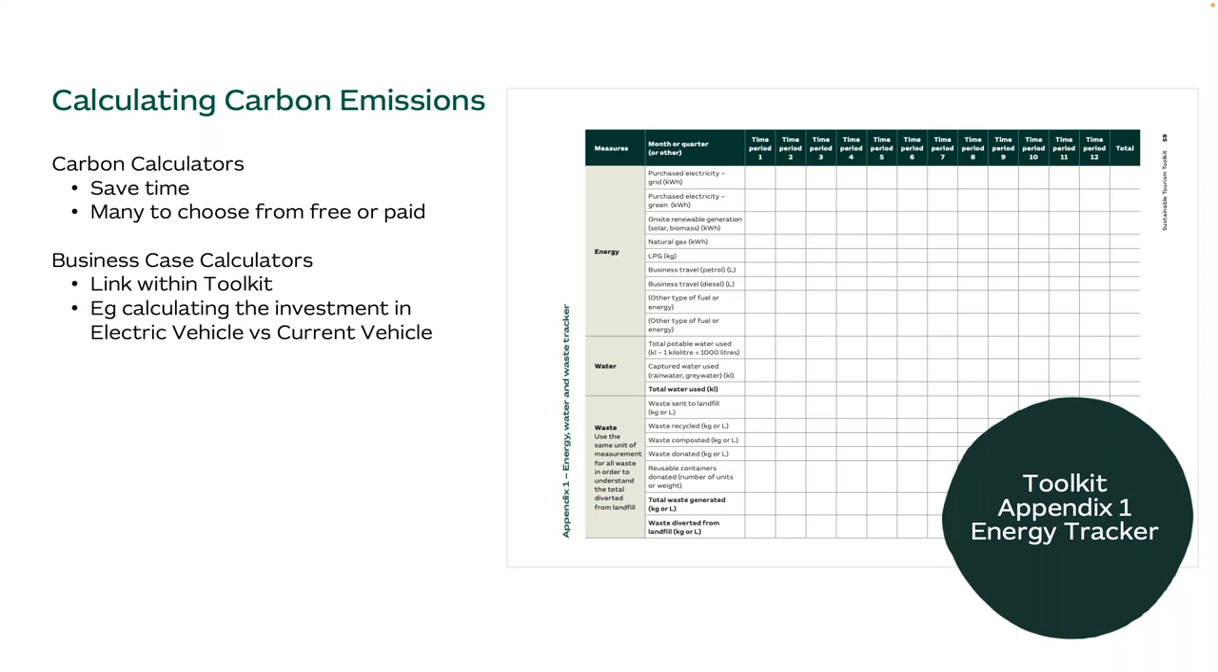Another really important thing to do is start calculating carbon emissions. There are a lot of carbon calculators out there, but rather than starting from scratch, it is well worth utilizing these carbon calculators or using the appendix energy tracker to start calculating your emissions. Carbon calculators can help save time, and there is a lot online to choose from. There are some that are free, some that are paid, some that you go through the process yourself, and some where you have a support person working with you as well. So have a look through the toolkit and the different types of carbon calculators out there. There may be an option that suits you, is able to help you measure your emissions as a business and help you ultimately set goals to improve in the future too.